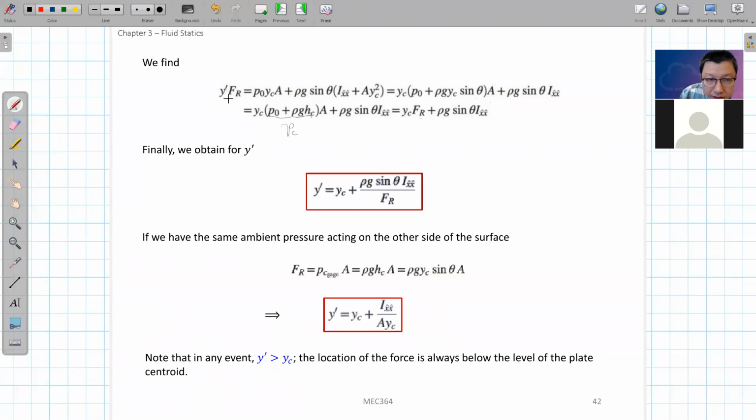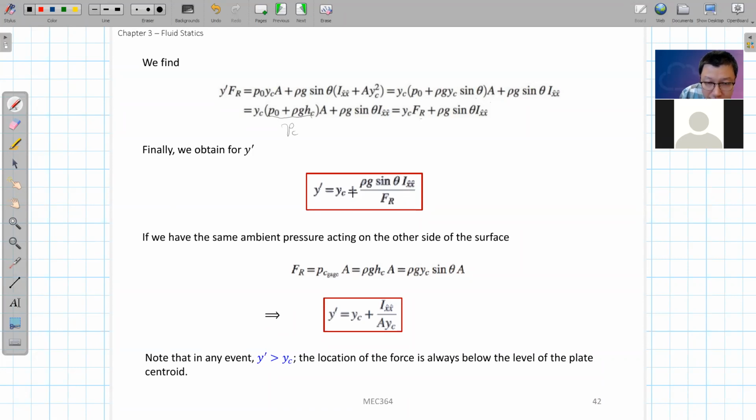And now we can calculate what the y prime will be, the Y coordinate for the point of application, the center of pressure for this FR. It will be equal to this divided by FR on both sides, which equals YC, the Y coordinate of the centroid, plus rho g sin theta Ix hat divided by FR.